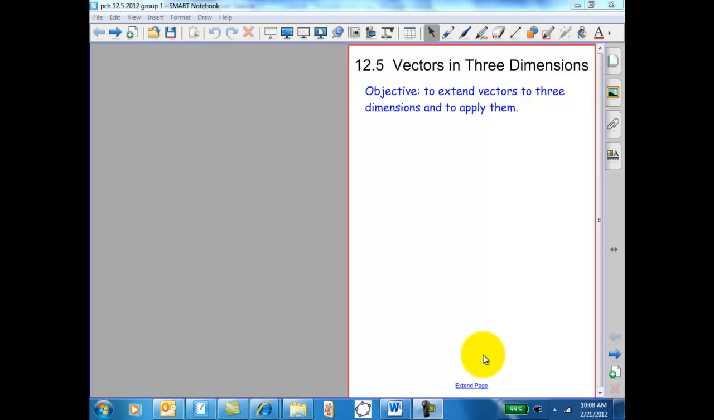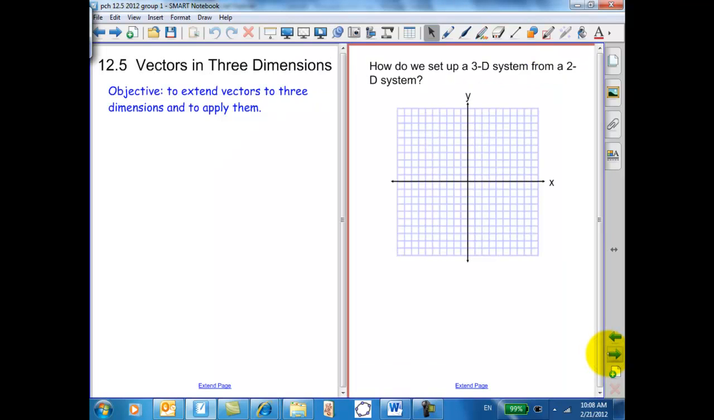We can extend vectors in 3 dimensions, so many of those same concepts from 2 dimensions just apply directly to 3. You just have to add on a 3rd coordinate. So it's going to be very handy, because some of our other options don't work so well. How do you set up a 3D system from a 2D system?